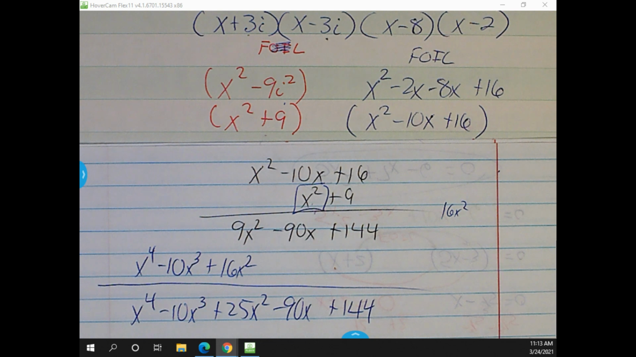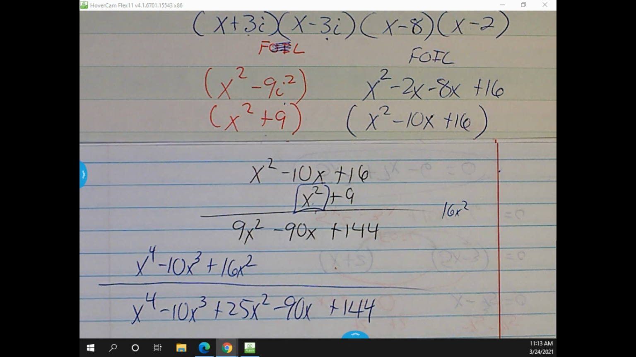Okay, so that's all we've got for today. And that'll wrap up 5.5. We could try 5.6, but we'll just wait and hang on to that one, get that the next day.